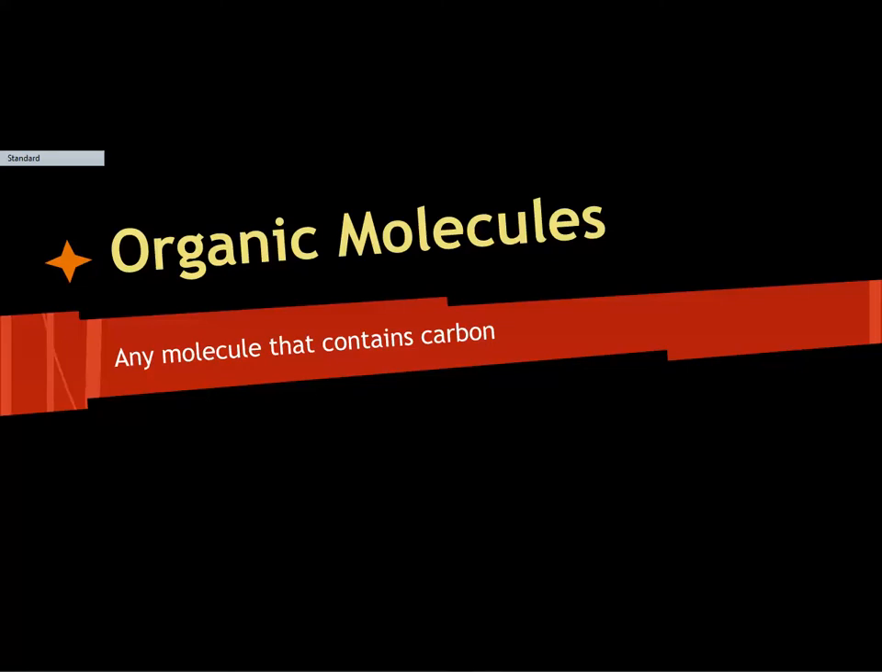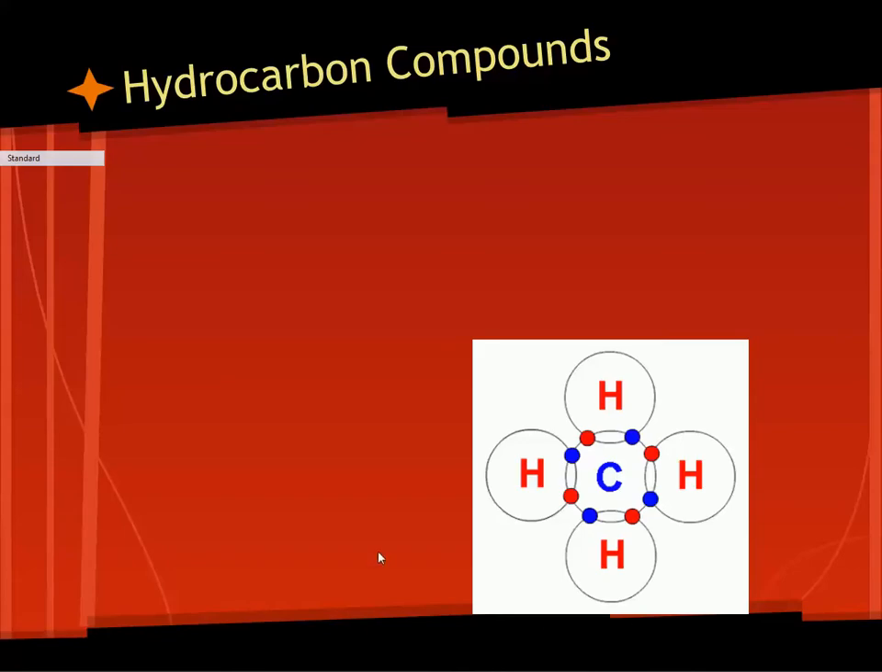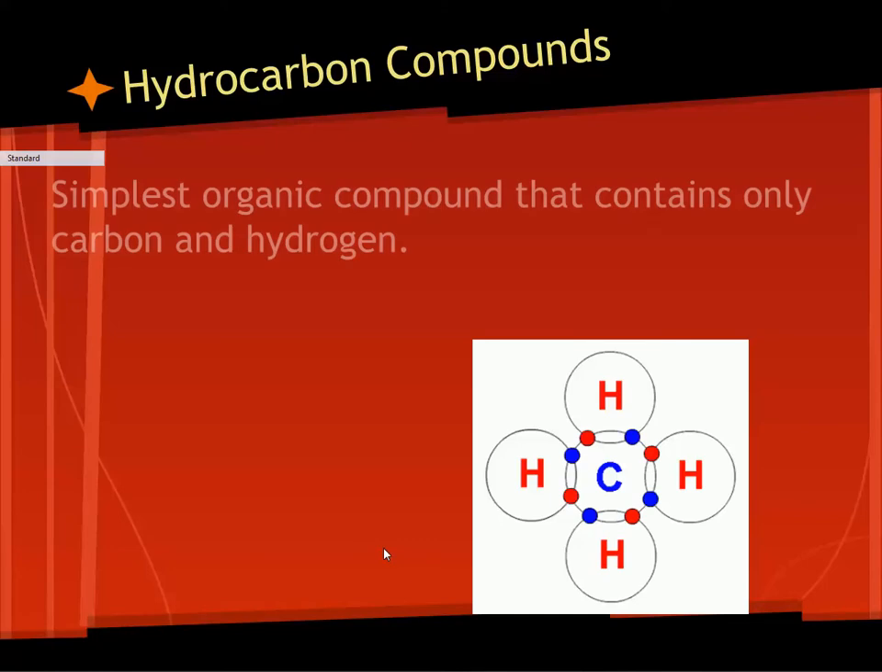So this is an introduction into organic molecules, and if you remember from chemistry, an organic molecule is any molecule that contains carbon atoms. That's the criteria that it has to meet in order to be considered organic. So that obviously includes a whole lot of molecules. We're going to start talking about hydrocarbons. Hydrocarbons are the simplest organic compounds because they contain only carbon and hydrogen.